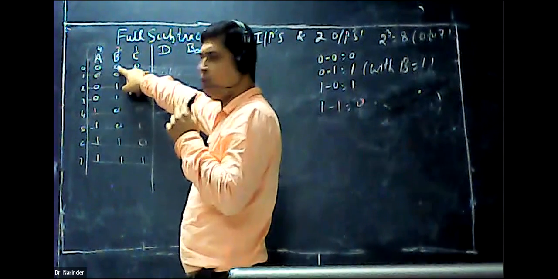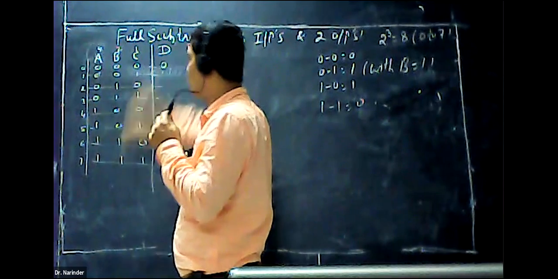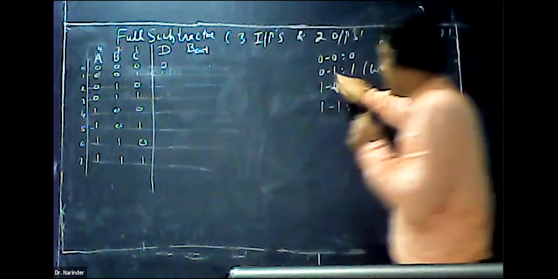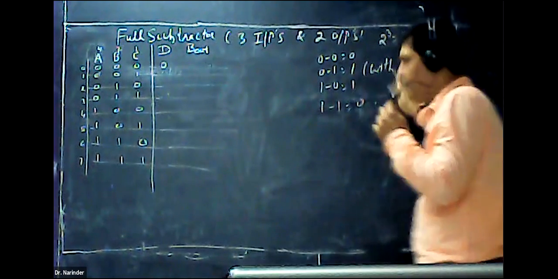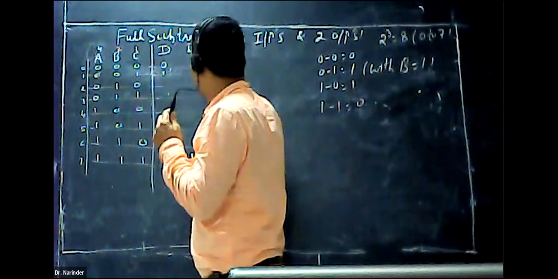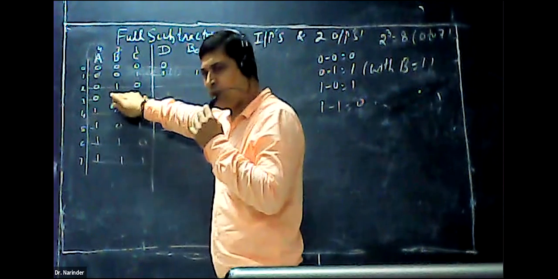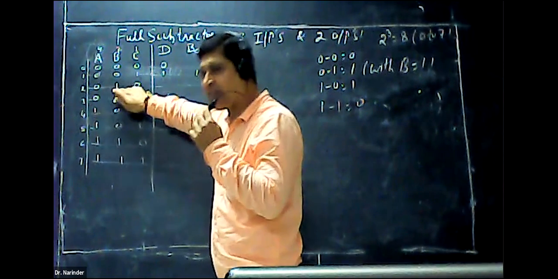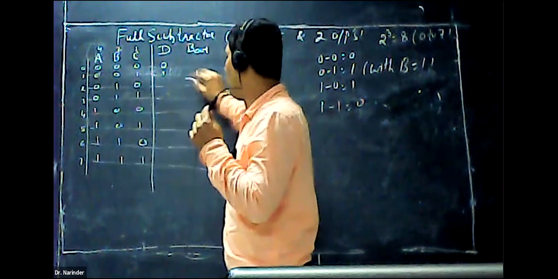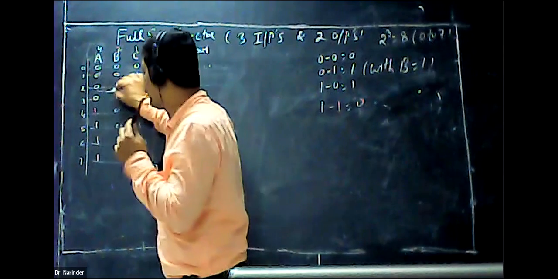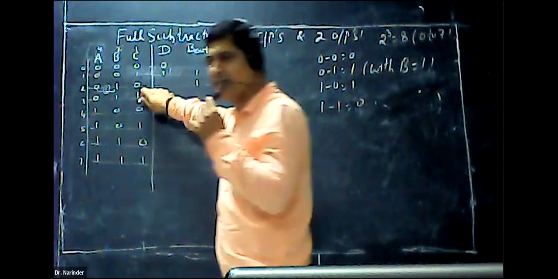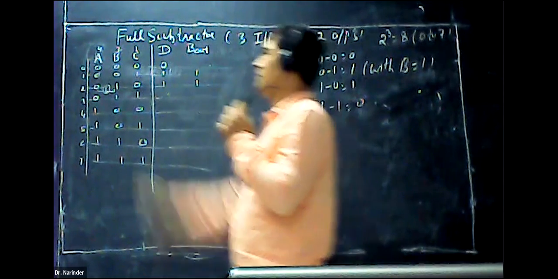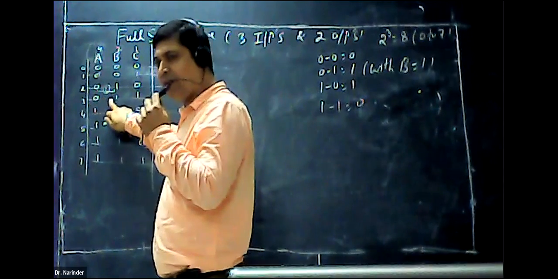0 minus 0, 0. 0 minus 0, 0. This would be 0. 0 minus 0, 0. 0 minus 1 is 1 with borrow 1. So you will write 1 with borrow 1. 0 minus 1, 1. 1 minus 0, 1. 0 minus 1 is 1 with borrow 1. So there would be borrow. Its resultant would be 1. So 1 minus 0 would be 1. 0 minus 1, again 1 with borrow 1.